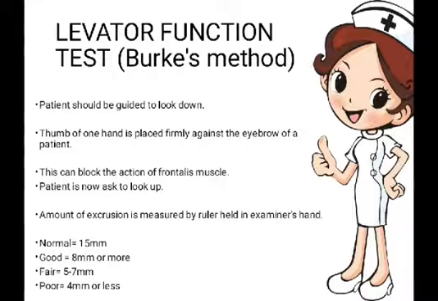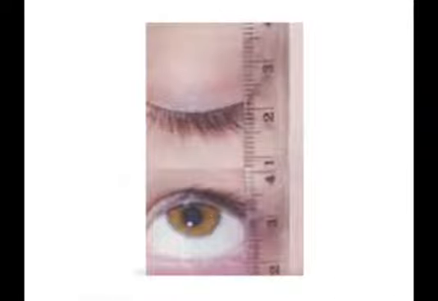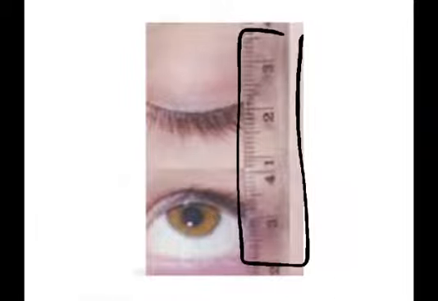Now let's go through one set. First of all, we should allow the patient to look down. The thumb of our hand is placed against the eyebrow of the patient to block the frontalis muscle function. Now the patient is asked to look up and then the amount of excursion is measured with the help of the ruler. This was the whole procedure, explained again. Like this we have to measure with the help of the ruler.